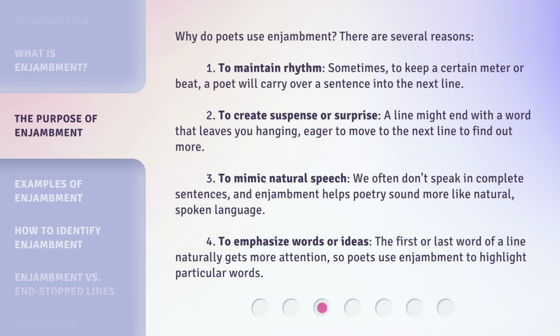Why do poets use enjambment? There are several reasons. 1. To maintain rhythm. Sometimes, to keep a certain meter or beat, a poet will carry over a sentence into the next line. 2. To create suspense or surprise. A line might end with a word that leaves you hanging, eager to move to the next line to find out more. 3. To mimic natural speech.